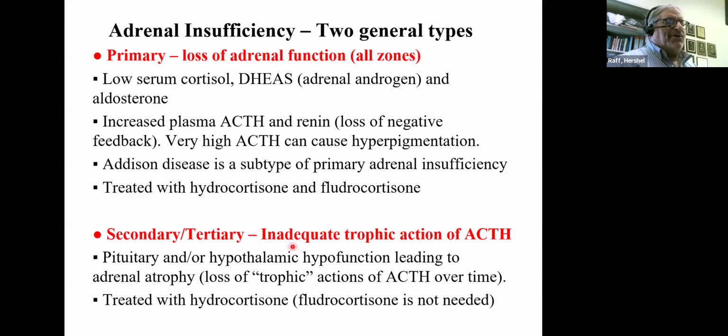Now, secondary and tertiary adrenal insufficiency is an inadequate trophic action of ACTH. So it can be due to pituitary or hypothalamic hypofunction, leading to adrenal atrophy. Now, this doesn't happen overnight. It takes weeks for it to develop. So if somebody loses their pituitary function today, they're not going to have secondary adrenal insufficiency tomorrow unless their ACTH is 0, which it never is. But it's due to the atrophy of the adrenal over time.